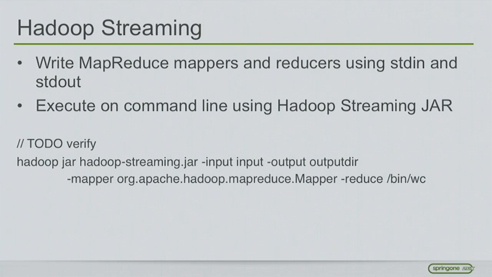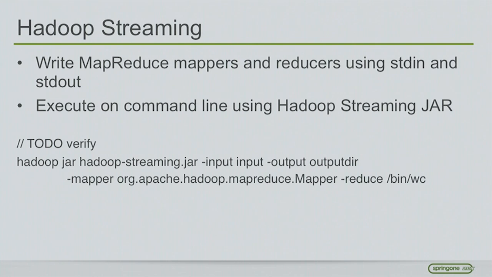The Hadoop Streaming Library is a really quick way to write mappers and reducers and other pieces using standard in and standard out. So any type of tool that supports standard in and standard out, you can essentially write mapper code for. And then you execute on the command line.